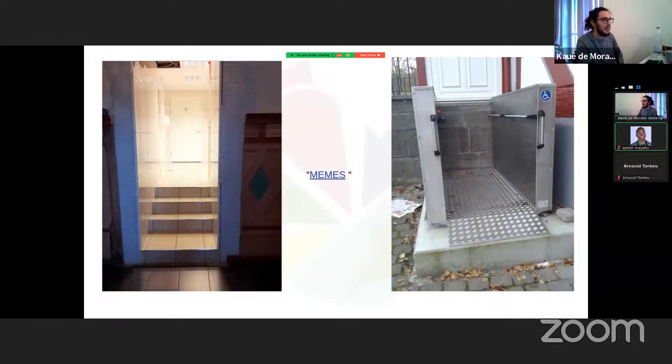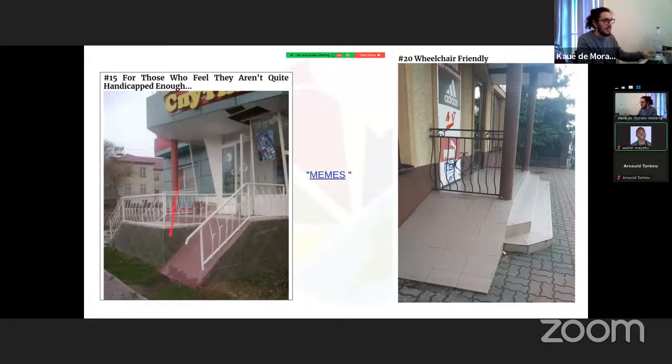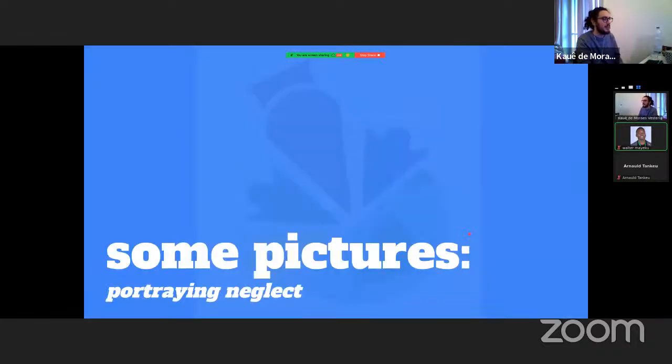Or for example, yeah, for sure, it's an accessible toilet. Or this adaptation, yeah, that would work surely. Or like this, for example, if you wanna get hurt, or this ramp that is wheelchair friendly. So we can also show some pictures to portray the neglect that we see every day in our society.